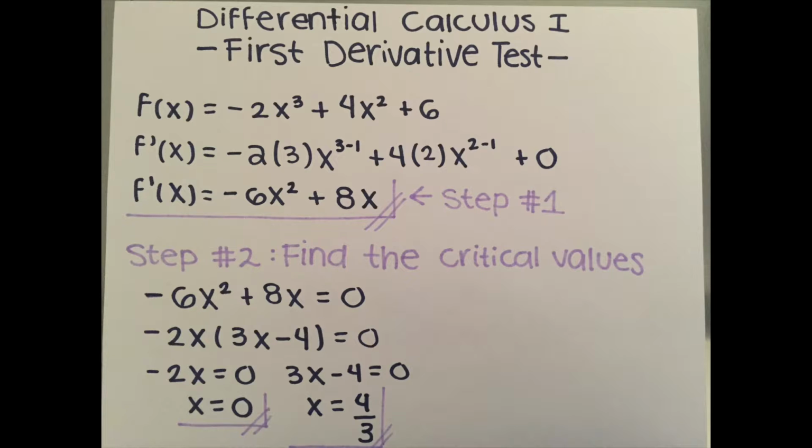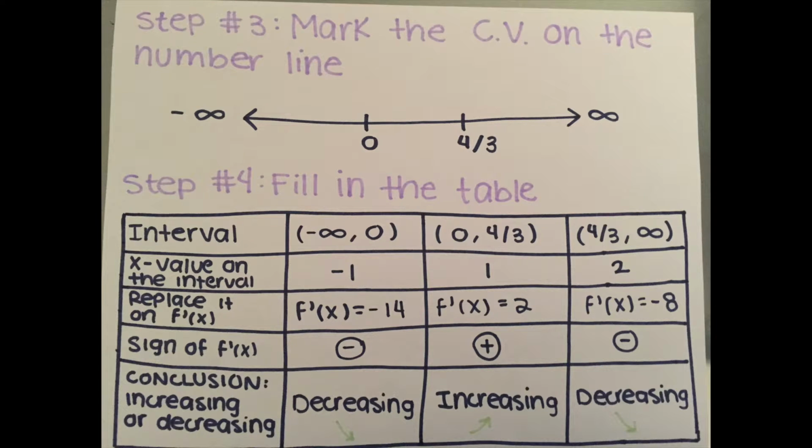The critical values are the values of x where the first derivative of x is undefined. Step 3. Mark the critical values on the number line. For this, you have to understand the intervals, which are negative infinity to 0, 0 to 4/3, and from 4/3 to positive infinity. Okay, so now we need to fill in the table.